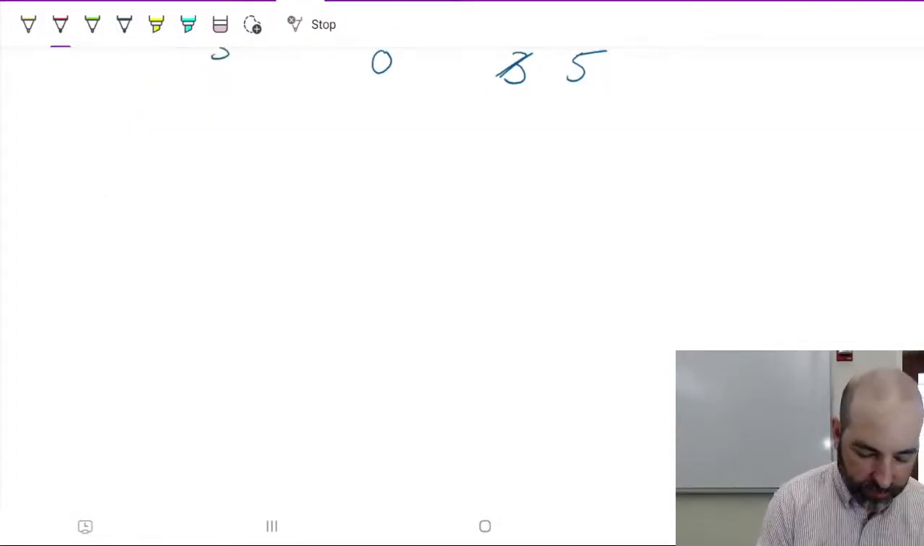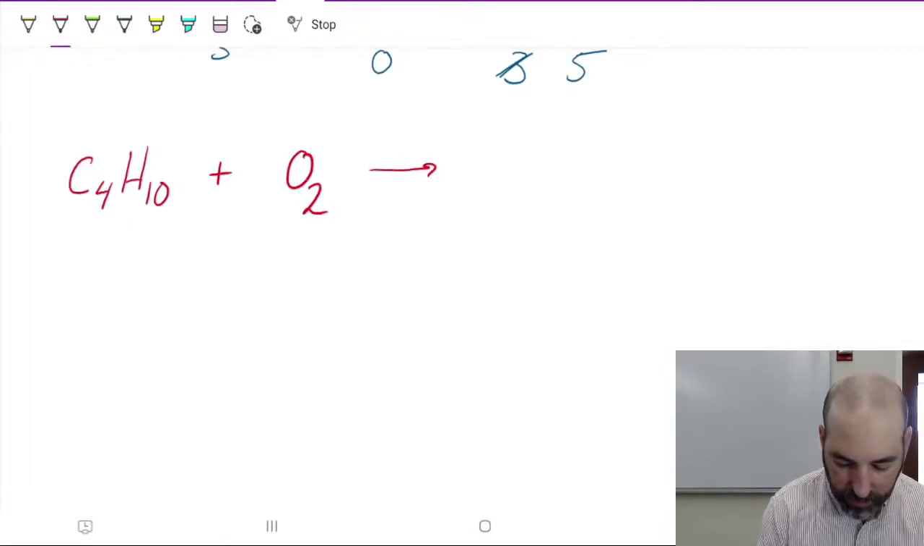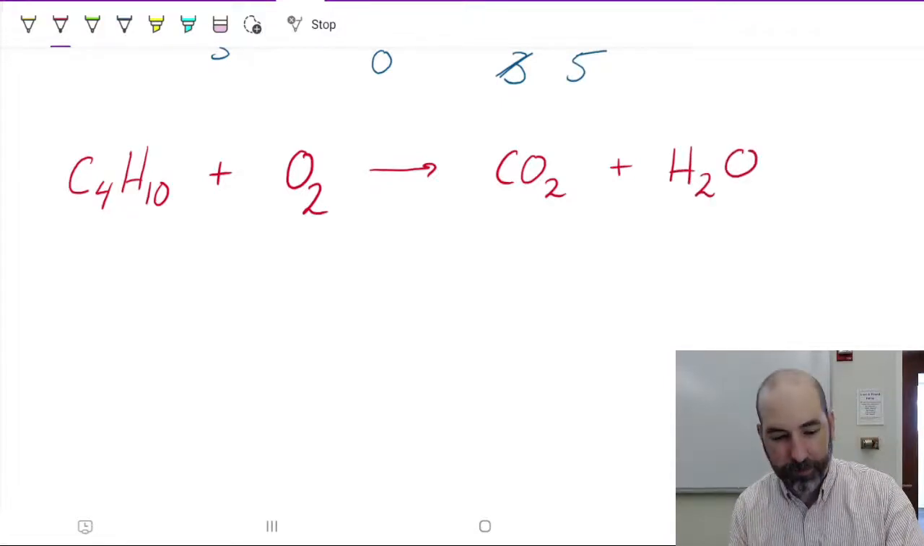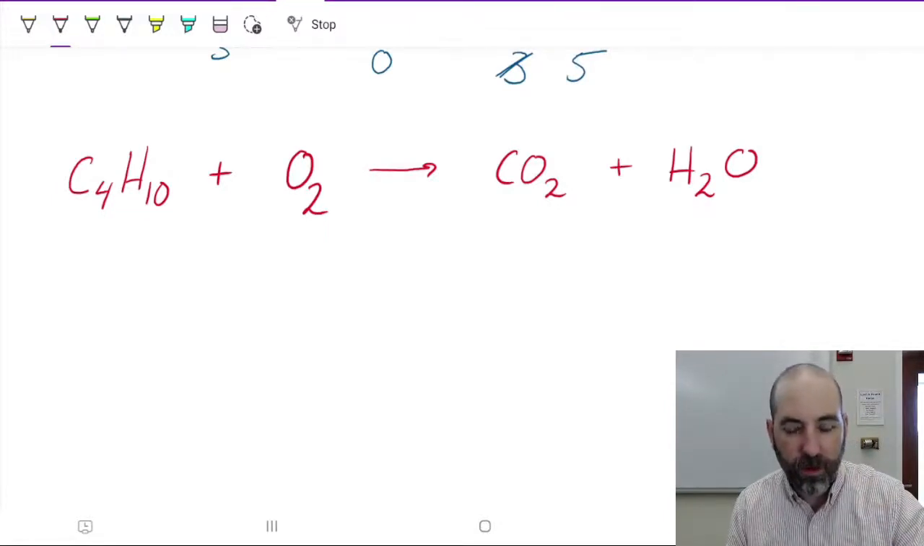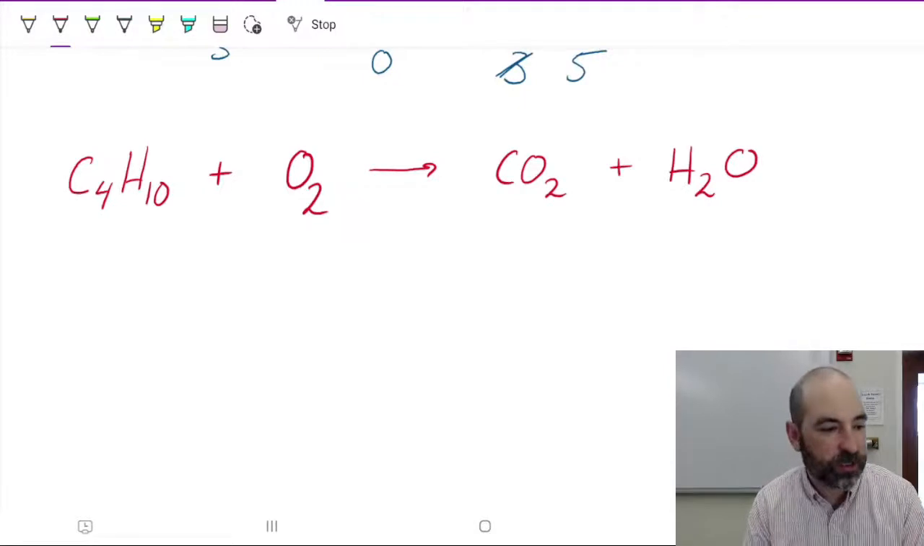Let's go with C4H10 plus O2 gives CO2 and H2O. Okay, this is combustion of butane. C4H10 is butane, the same stuff that's in lighters.